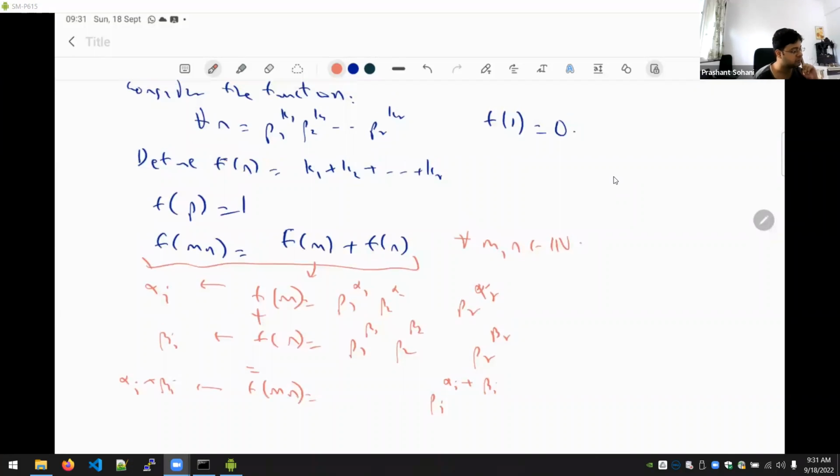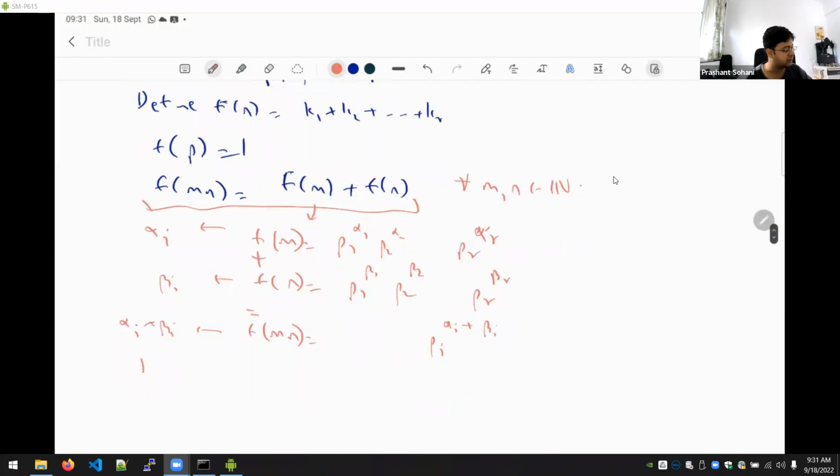But do you see how to take this and convert it into a multiplicative function? You can define a new function, let's say g of n, which is 2 raised to f of n.